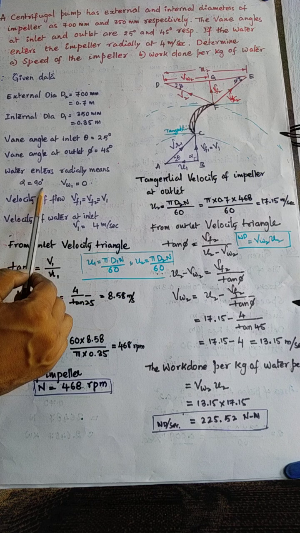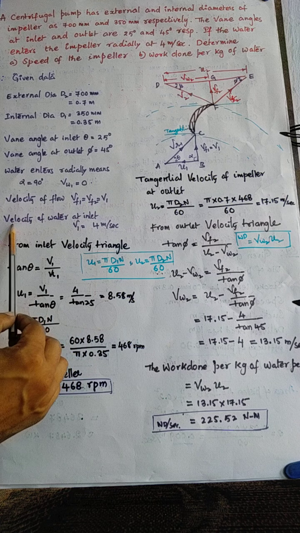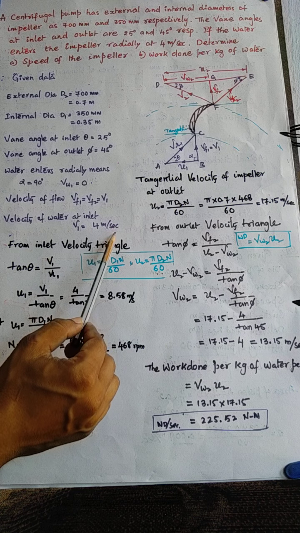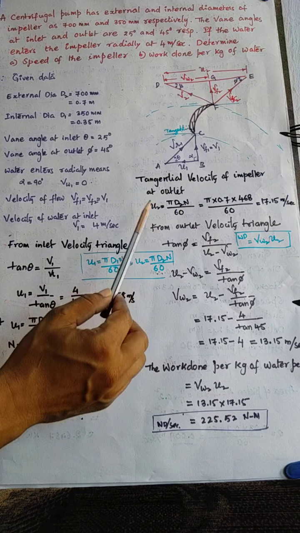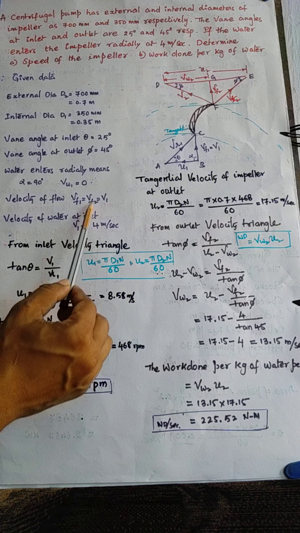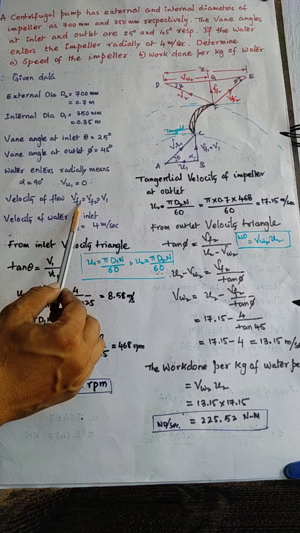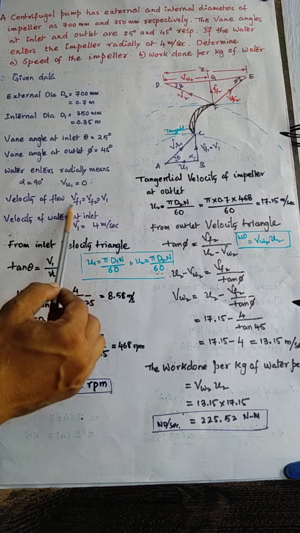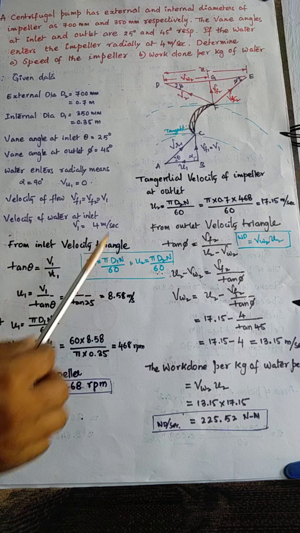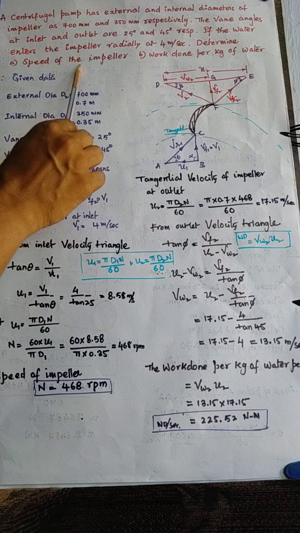When alpha is equal to 90 degrees, Vw1 becomes 0, and velocity of water at inlet is given V1, that is 4 meters per second. And by considering the blades are smooth blades, we can write V1 is equal to Vf1 and Vf1 is equal to Vf2. So Vf1 is equal to Vf2 by considering the smooth curved blades. So these are the given values for the question.